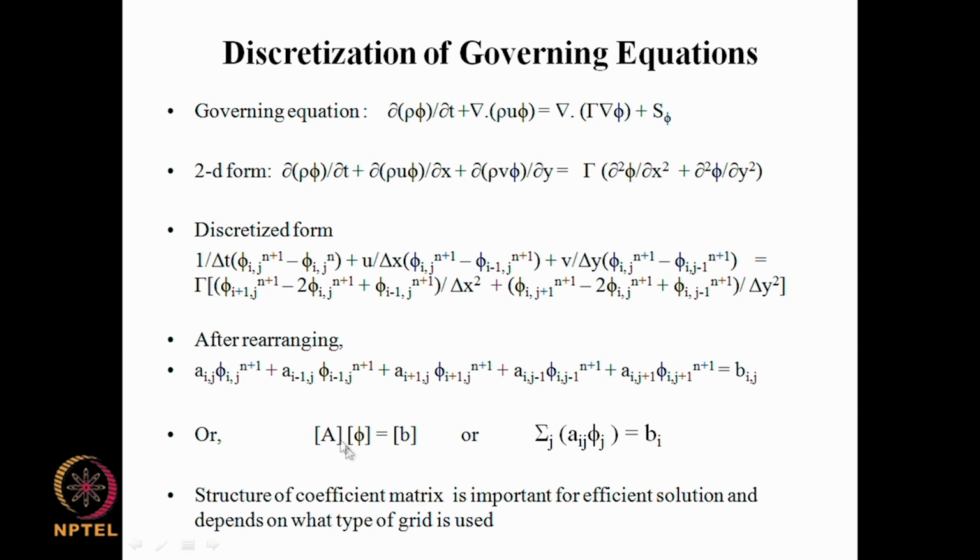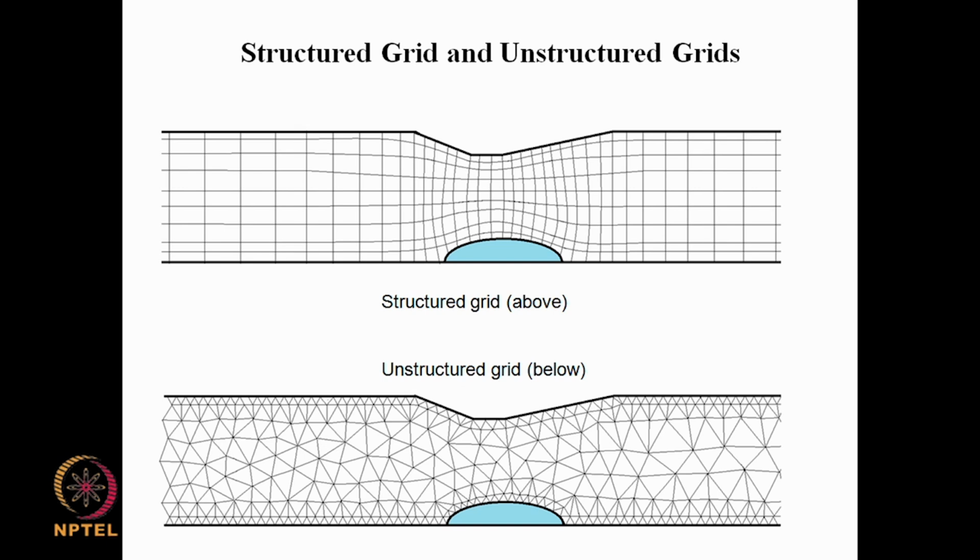So, the structure of the coefficient matrix A here is important for efficient solution and depends on what type of grid is used. We briefly alluded to a structured grid and unstructured grid. So, let us now make a distinction between the two, because we have seen how to discretize on this kind of rectangular grid that we see here, and we have also seen how to do the discretization of a governing equation on a triangular grid.